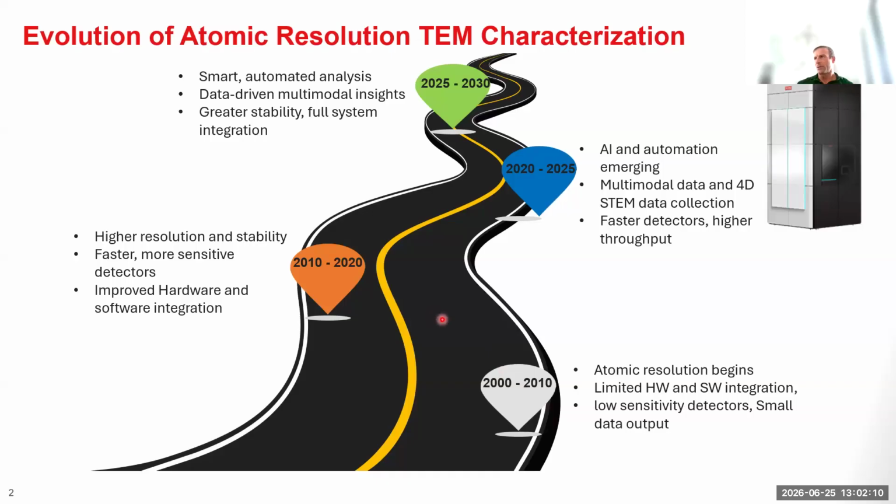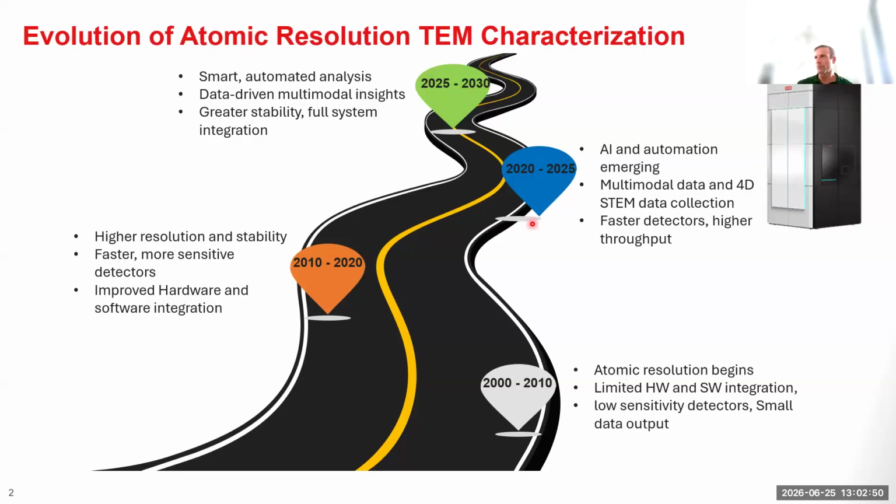Things got better in the following decade, where we had higher resolution, higher stability, detectors got faster and more sensitive, and the software and hardware integration improved. Then we got into this decade where we're starting to see more and more automation and AI emerging. We also see more and more multimodal data acquisition. So in our microscope now, we're trying to combine more and more techniques.